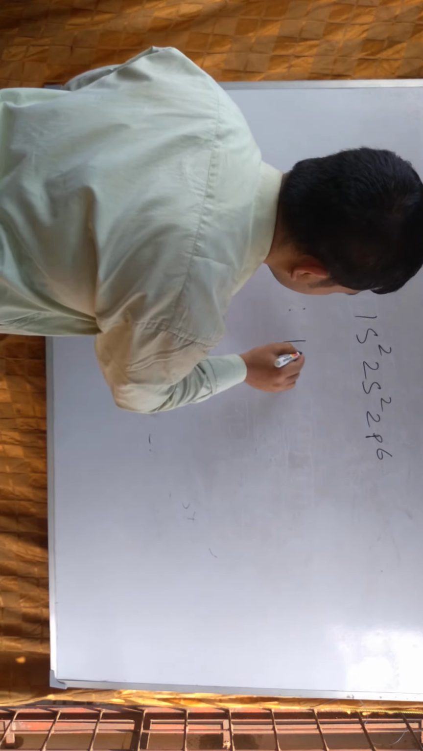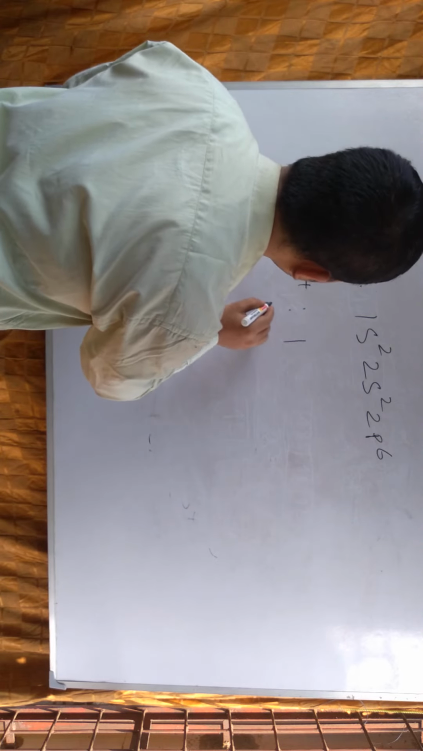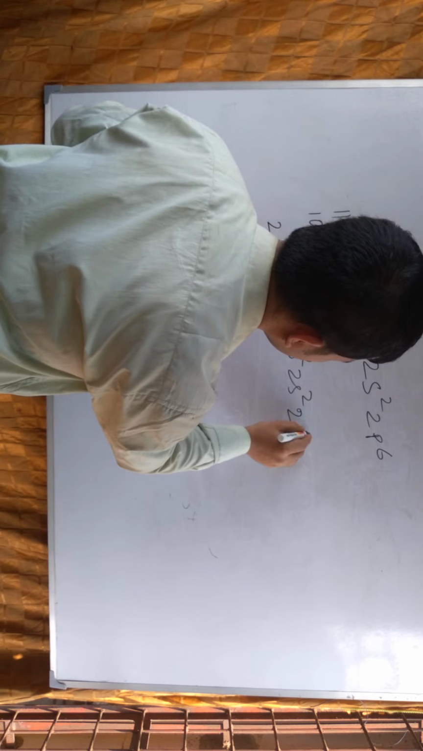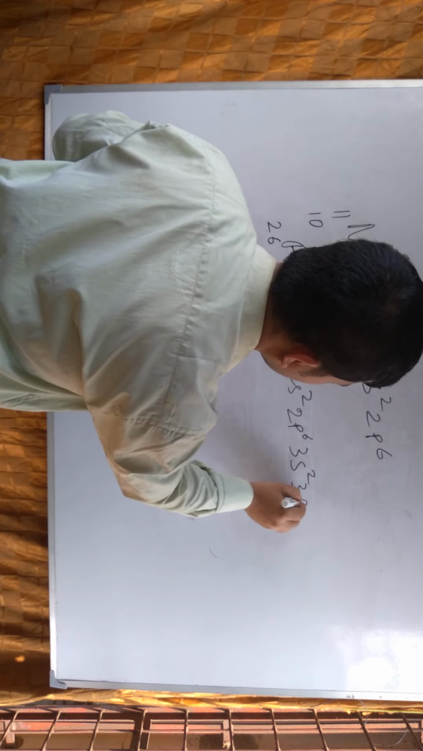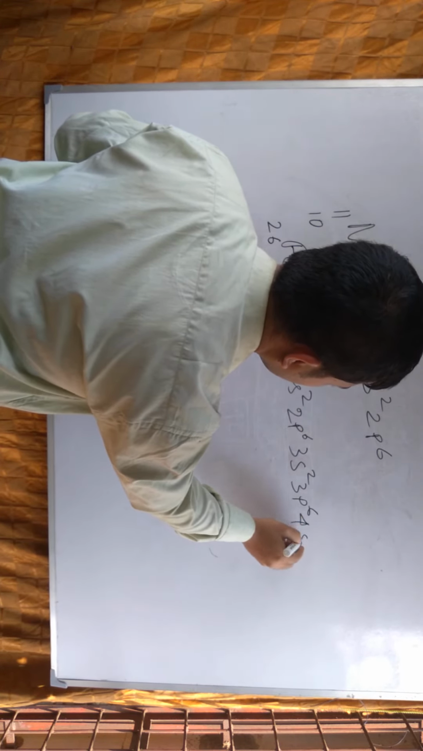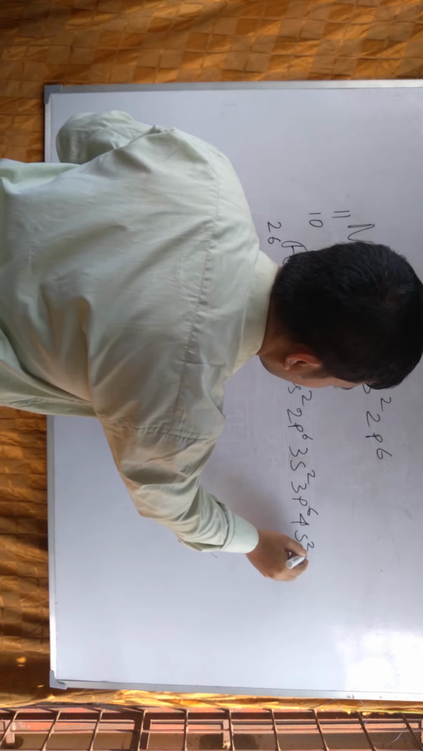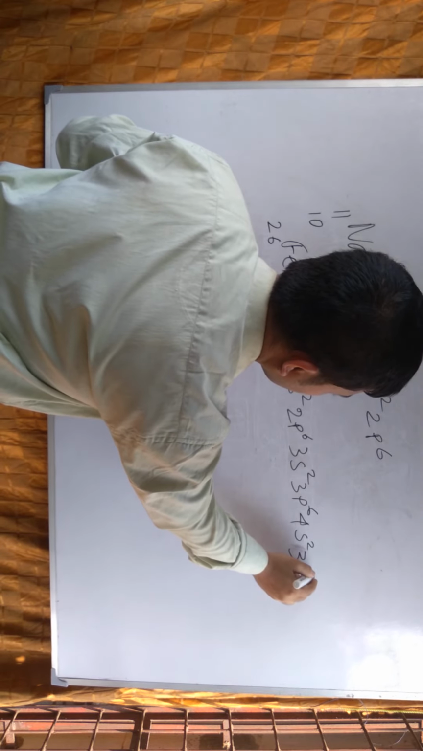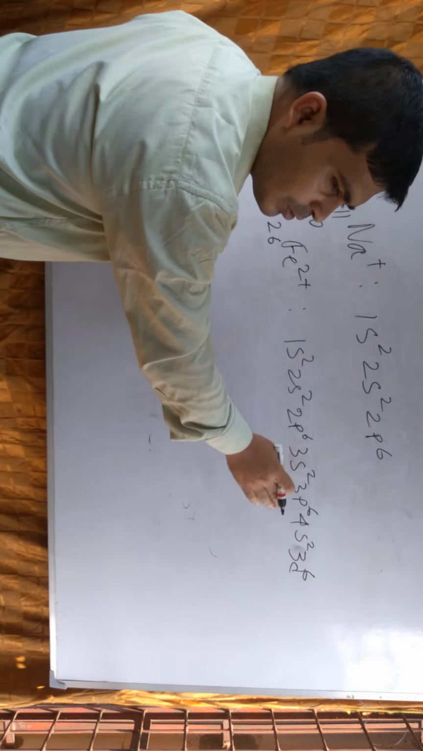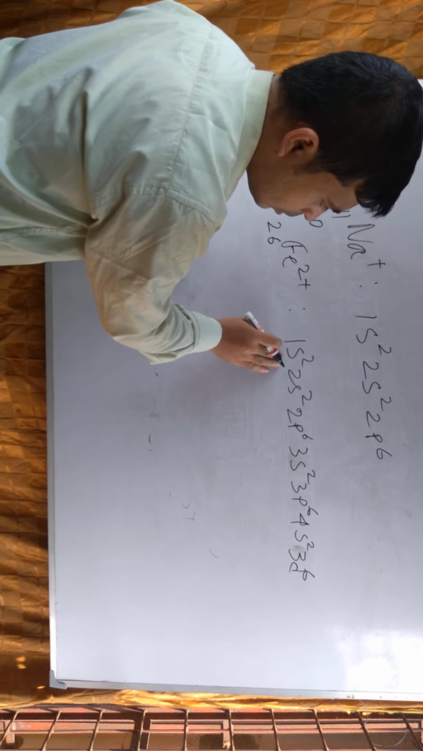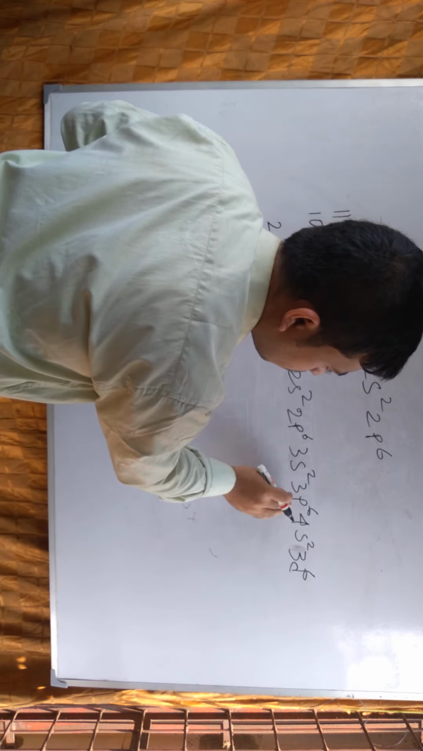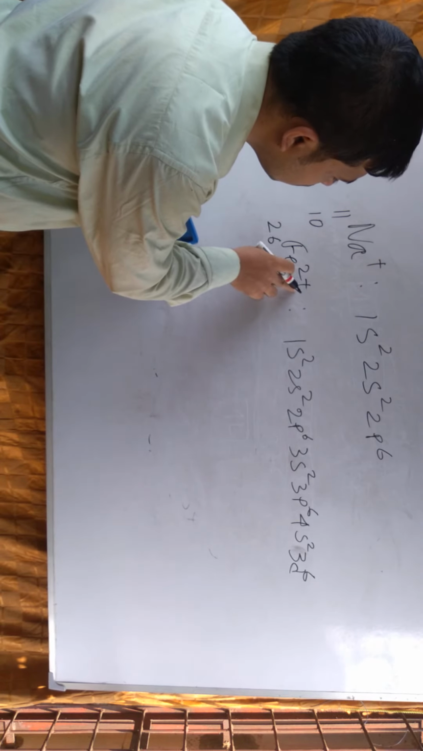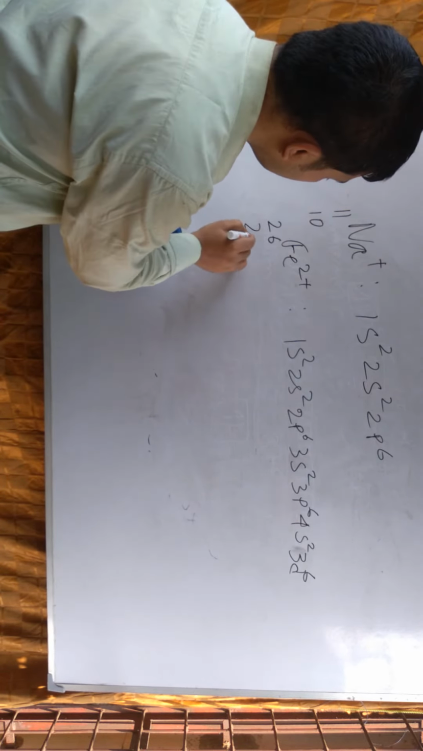and the actual configuration of iron is 1s2, 2s2, 2p6, 3s2, 3p6, 4s2, 3d6. This is the configuration of iron, but we are seeing 2 electrons are lost from iron, so our number of electrons is now 24.